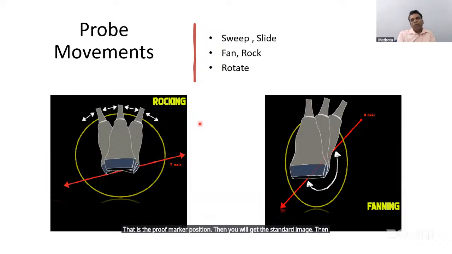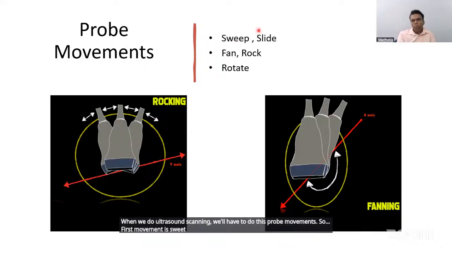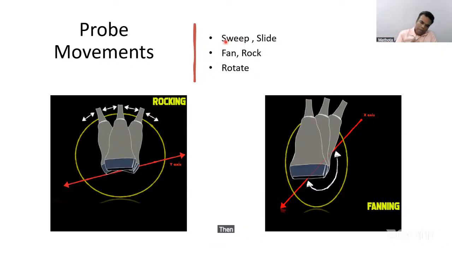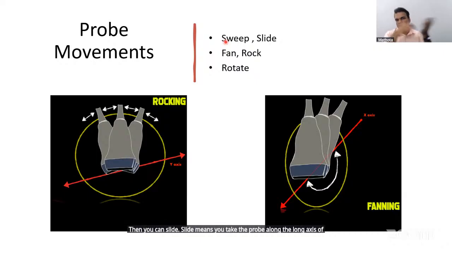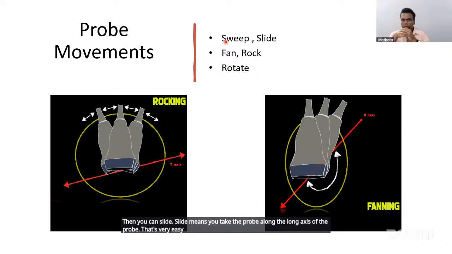Then we have some probe movements. When we do ultrasound scanning, we have to do these probe movements. The first movement is sweep. Sweep means you sweep the probe along the animal body. Then you can slide. Slide means you move the probe along the long axis of the probe. That's very easy, two movements. Then you have another two movements called pan and rock.